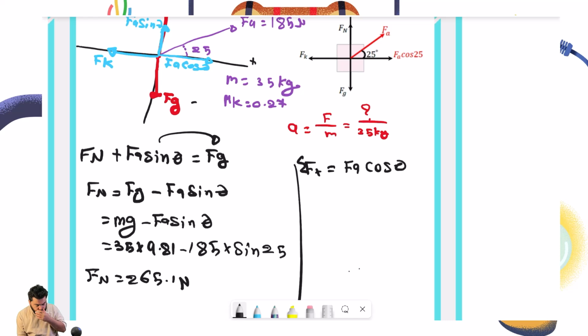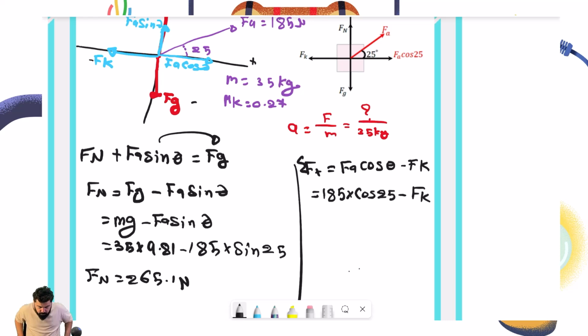Teacher, does it matter if I write Fk first or if I write Fa first? No, as long as you don't mix the signs, okay? Look, for Fa we have positive and for Fk we have negative, so I'm going to say Fa cosine theta minus Fk. Does it matter if I say minus Fk plus Fa cosine theta? No, it's the same thing. So Fx is equal to 185 times cosine of 25 minus Fk.